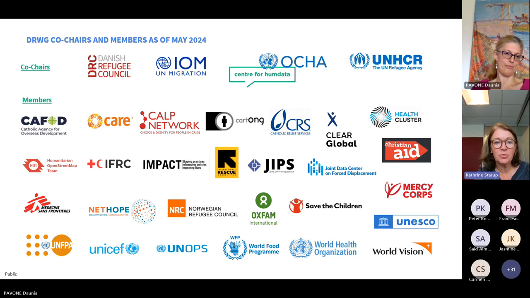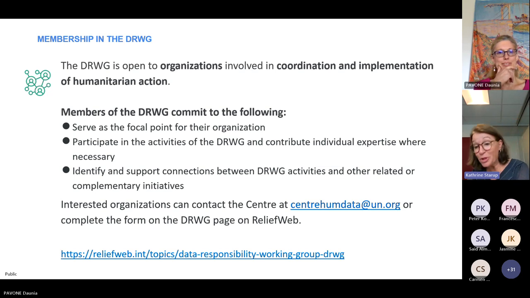So these are the members at this point in time. And then if we go to my last slide here, to become a member, importantly, if you wish your organization or agency to become a member of the Data Responsibility Working Group, this is what to do. You can see the email, who to contact, the OCHA Center for Humanitarian Data. You can find much more about the group and also, of course, the guidance. And I know Daniel will continue to refer back to the guidance and its principles and elements.